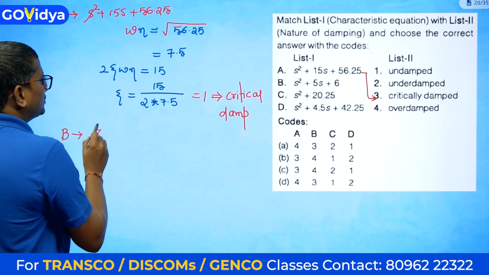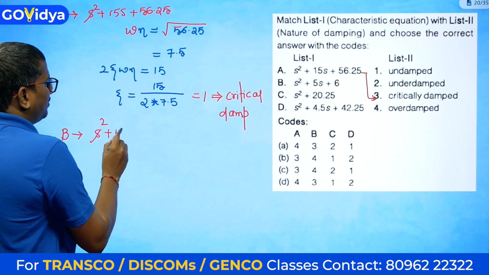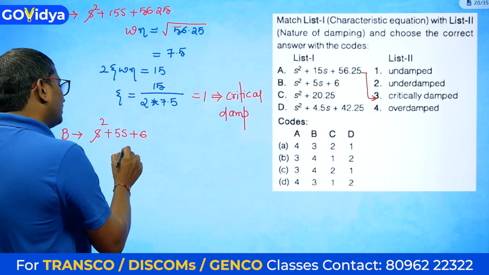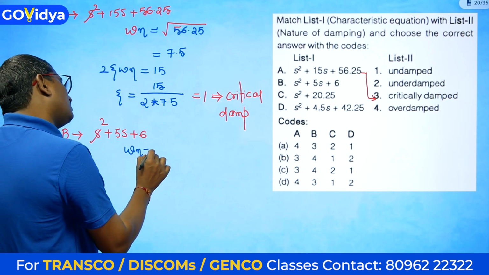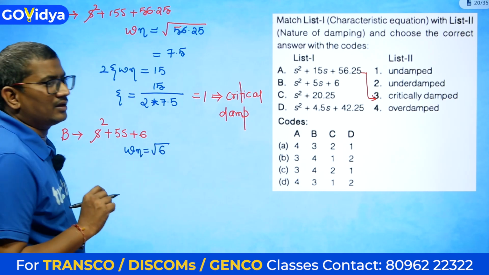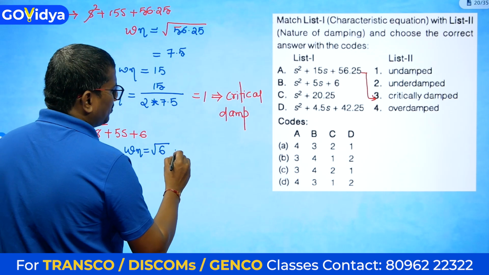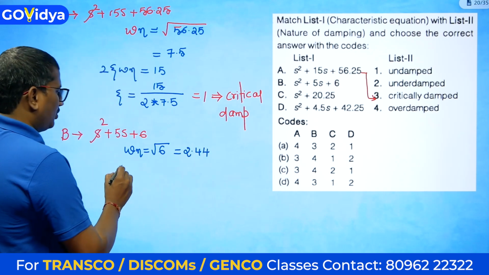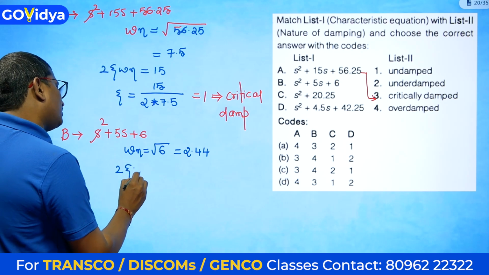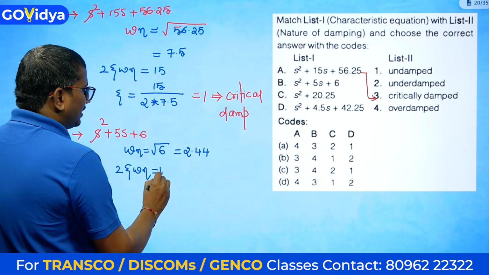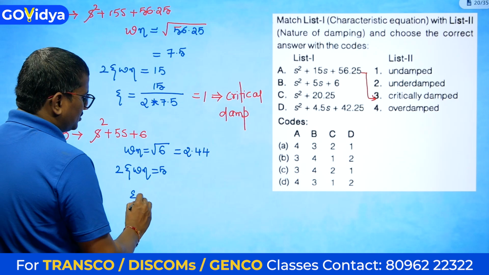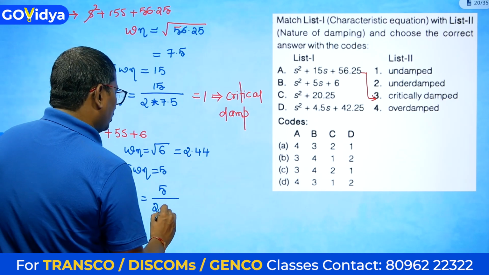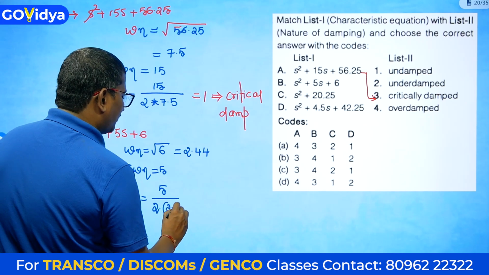What is B? S square plus 5s plus 6. What is omega n? Root 6. What is root 6? It is approximately equal to 2.44. What about 2 zeta omega n? 2 zeta omega n equals 5. From this, zeta is equal to 5 upon 2 into 2.44.